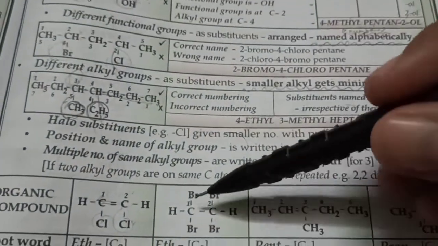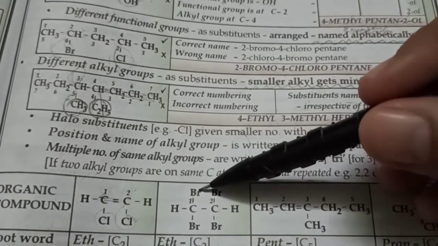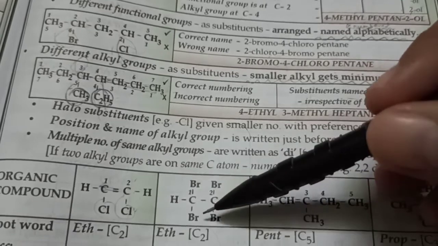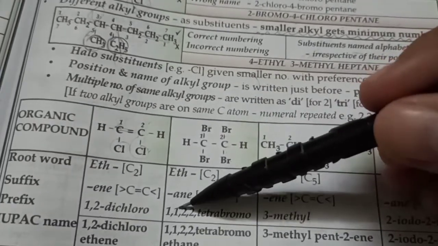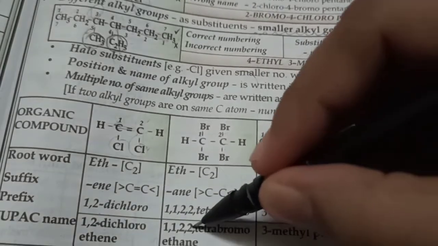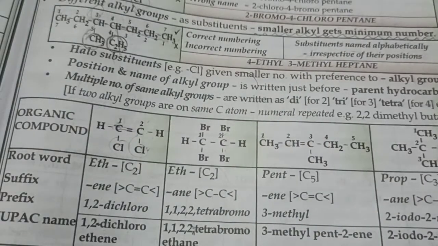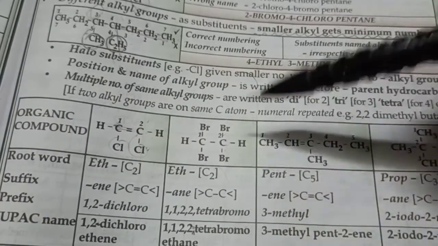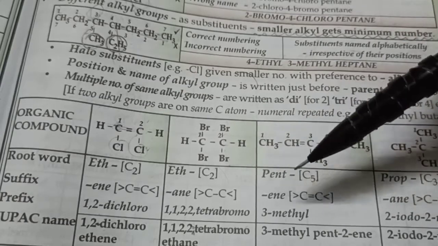Okay, what about this name? Eth, ane, single bond, bromo, bromo, bromo, bromo. So that's tetrabromo. And numbering 1, 1, 2, 2. So that's 1,1,2,2-tetrabromoethane. There should be a hyphen between number and letter. Why should we write all these numbers? Well, there are 4 attachments, so we have to give a number for each attachment compulsorily.